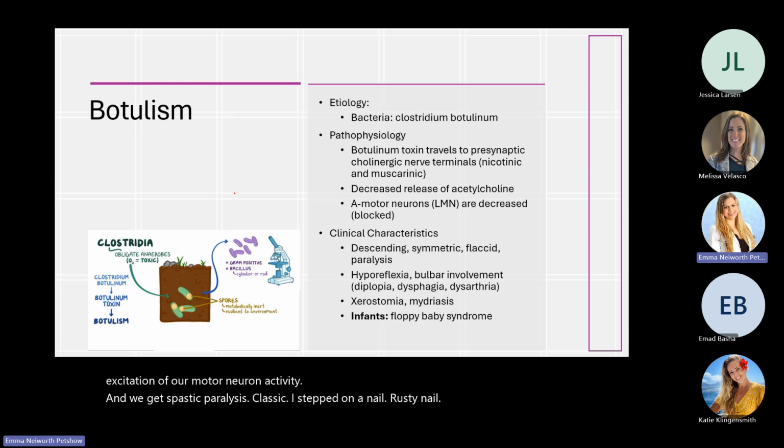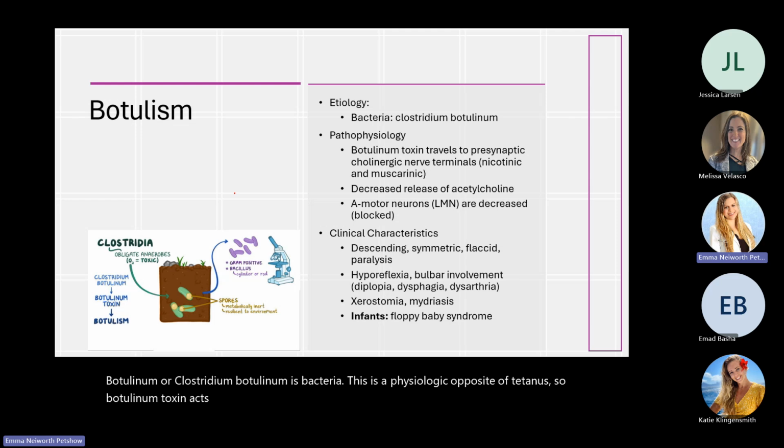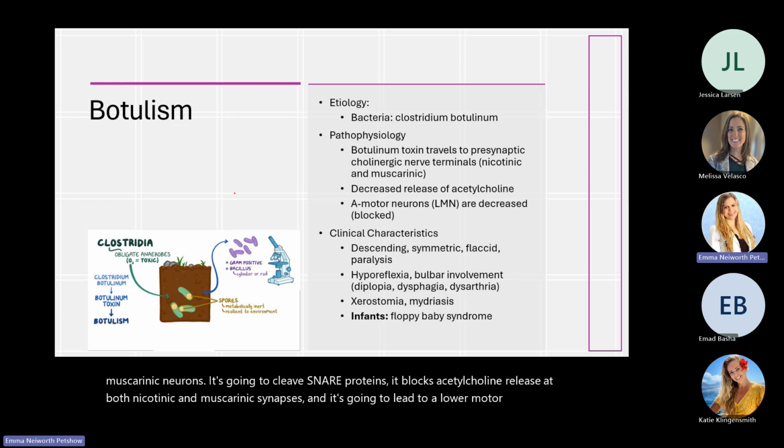Botulinum, or Clostridium botulinum, is the bacteria. This is the physiologic opposite of tetanus. So botulinum toxin acts at the presynaptic terminal of our cholinergic, so nicotinic and muscarinic neurons. It's going to cleave SNARE proteins. It blocks acetylcholine release at both nicotinic and muscarinic synapses, and it's going to lead to a lower motor neuron dysfunction. So we get descending, symmetric, same side, flaccid paralysis.